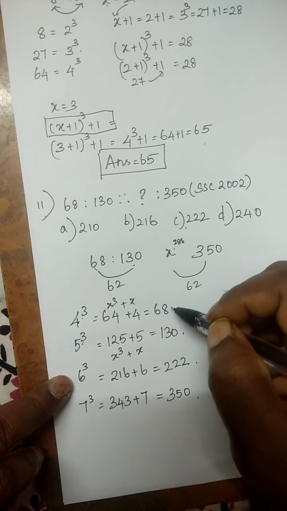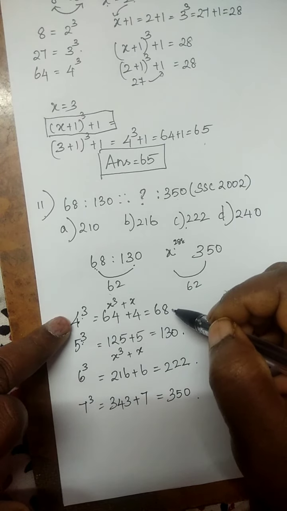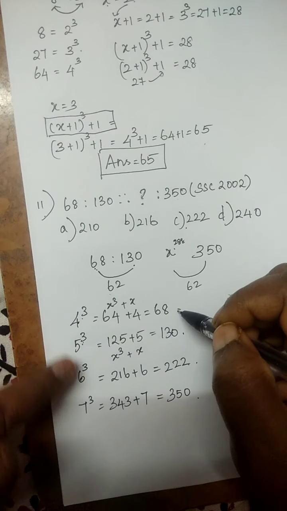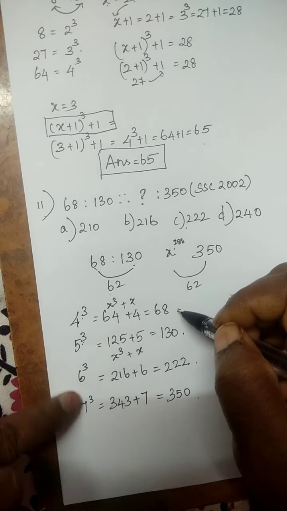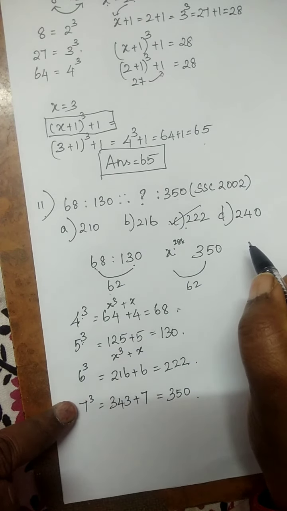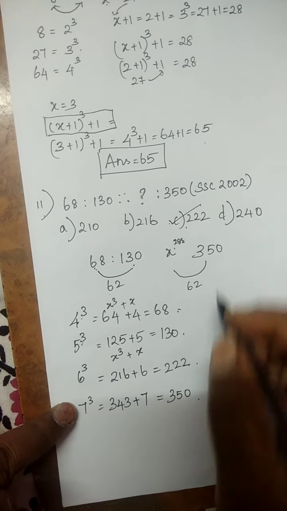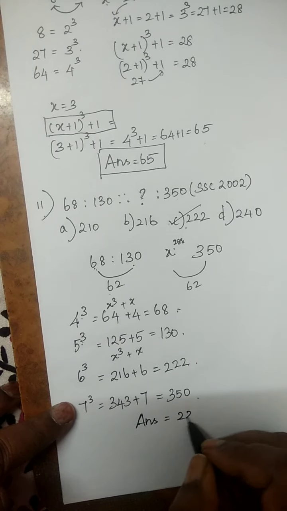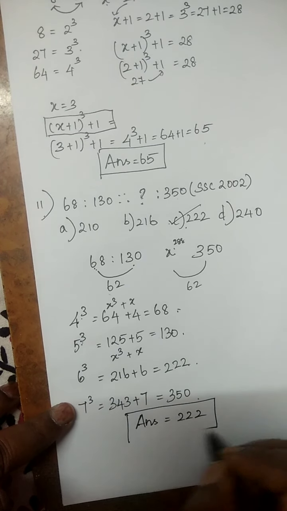So all are in the x cube plus x manner. 4, 5, 6, 7 continuous numbers. So option C is the right answer. 222 is the right answer. Hence the answer is 222.